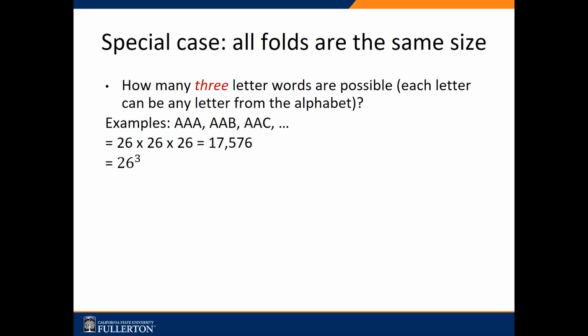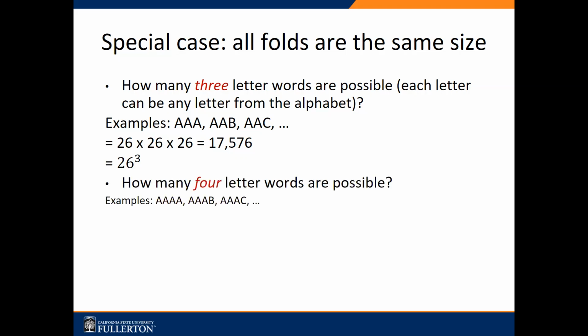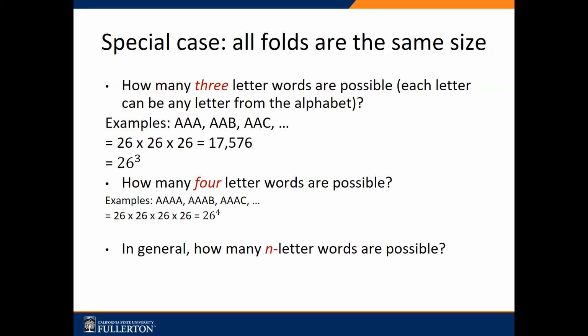Now let's calculate how many 4-letter words are possible. Some examples are shown here. Now we have 4 folds, each of size 26. Therefore, the number of possible 4-letter words is 26 times 26 times 26 times 26. That is 26 raised to the power of 4. So you can see the pattern here. In general, if I want to calculate how many words with n letters there are, I can multiply 26 with itself n times, and that gives me 26 raised to the power of n. So exponentials come in when the folds are all of the same size.